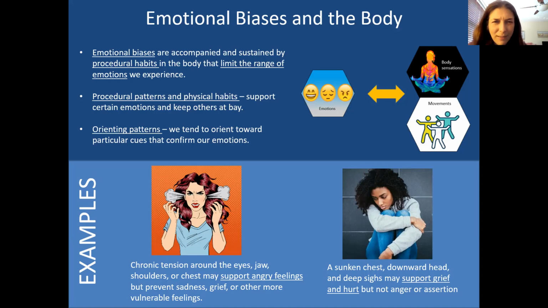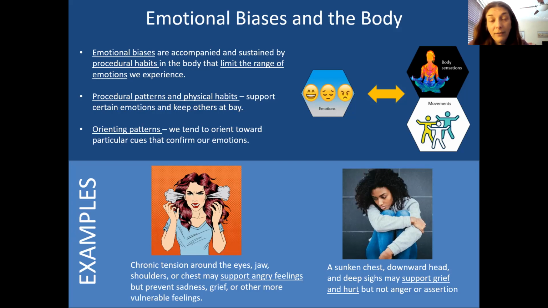All right, so let's look at the examples. I think it's going to be easier to explain with examples. Let's look at the bottom left. If I tend to have the physical pattern of chronic tension around my eyes, jaw, shoulders or chest, like the woman in the picture, it might support angry feelings more, but make it harder for me to feel sadness, grief, or vulnerable feelings. If I'm in the posture of anger, it's hard for me to feel other things. So I have to check in and ask, am I in the posture of anger? Is that preventing me from having a fuller range of emotions?